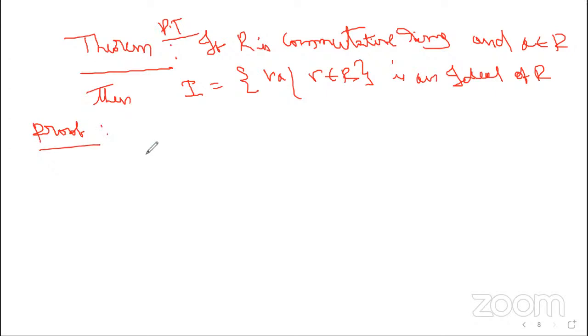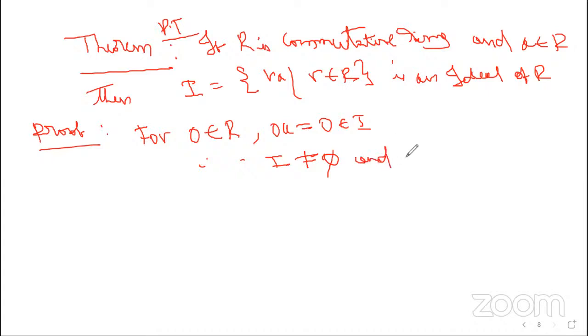Proof. For 0 belongs to R, 0 times a equal to 0 belongs to I, where I means ideal. Therefore I is not a null set or empty set, and I is a subset of R.